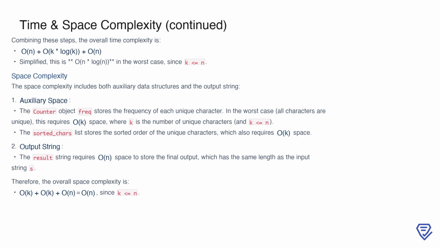Moving on to space complexity, the Counter object frequency stores the frequency of each unique character, which requires O of k space where k is the number of unique characters. Similarly, the sorted_chars list, which stores the sorted order of the unique characters, also uses O of k space. Finally, the result string requires O of n space, as it has the same length as the input string. Adding these together, the total space complexity is O of k plus O of k plus O of n, which simplifies to O of n, because k is always less than or equal to n. This illustrates that the solution is efficient in terms of both time and space.